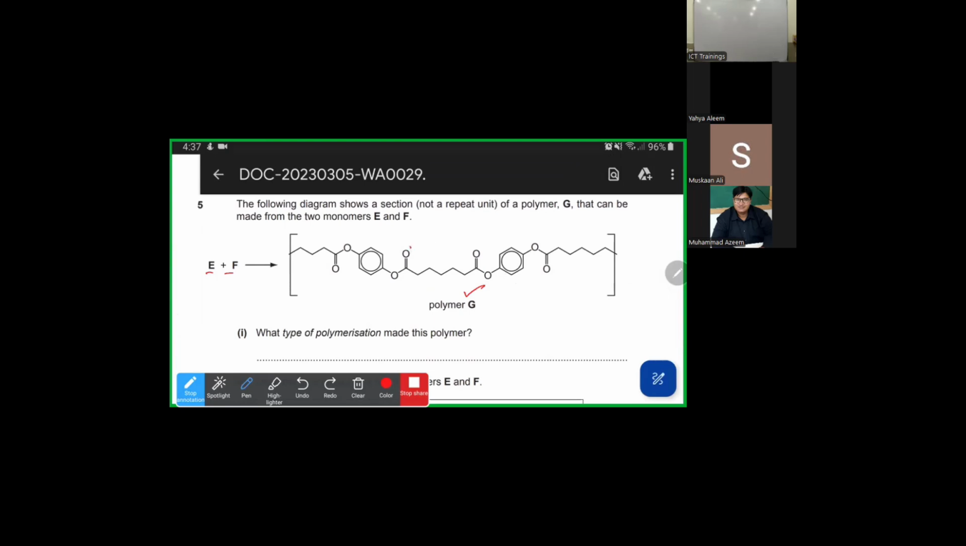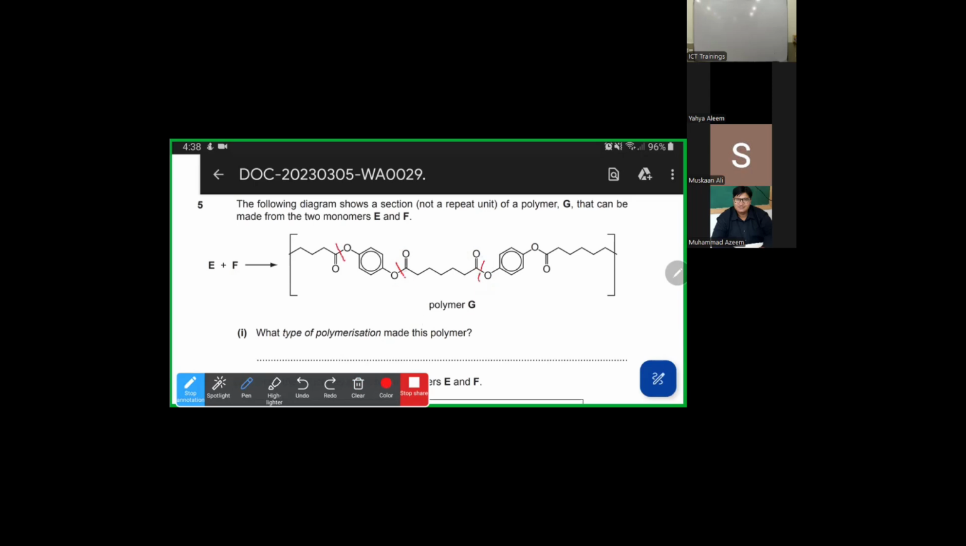In this, this ester linkage is present. So it means that it is a polyester. Polyesters are actually condensation polymers. So this is the condensation polymer. Okay, so this is the first thing. Now, if we ask you what monomers are used to make this polymer, always remember that when you want to find the monomers, you should cut up the ester linkage like that.